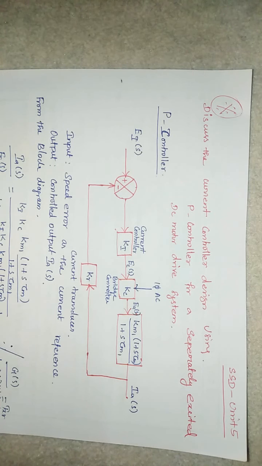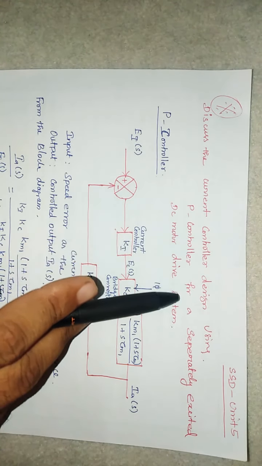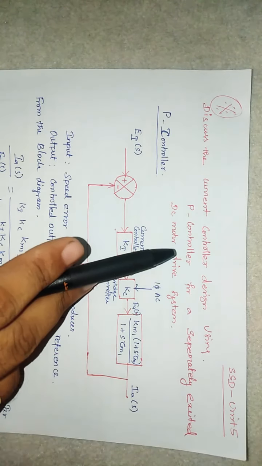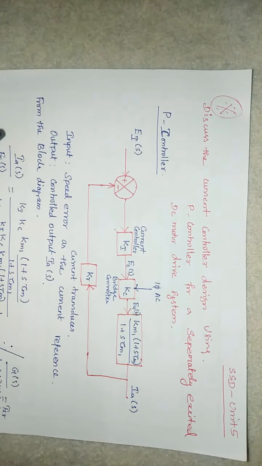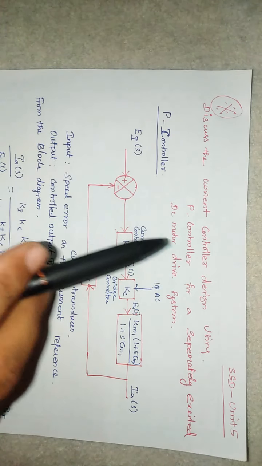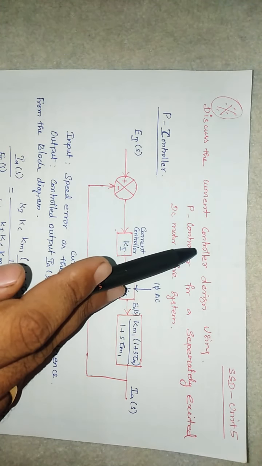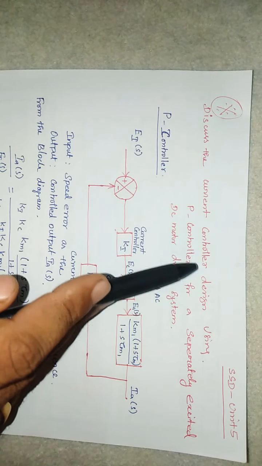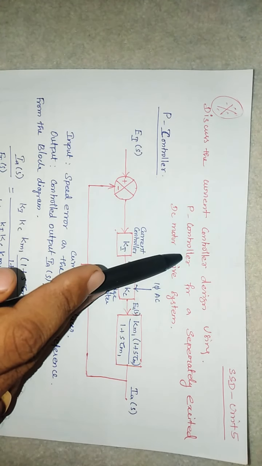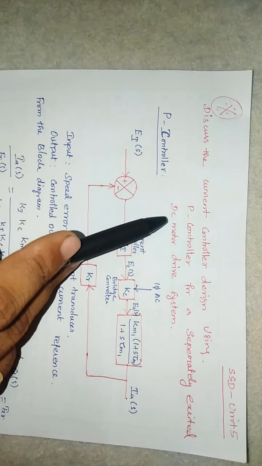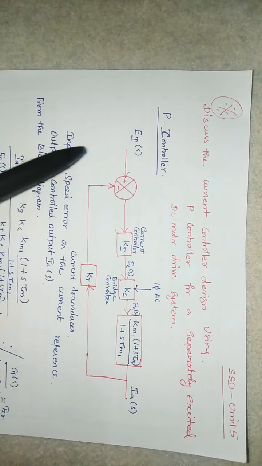Question: discuss the current controller design using P controller for a separately excited DC motor drive system. Here we are dealing with a current controller, how a current control can be designed by using P controller for a separately excited DC motor drive system.